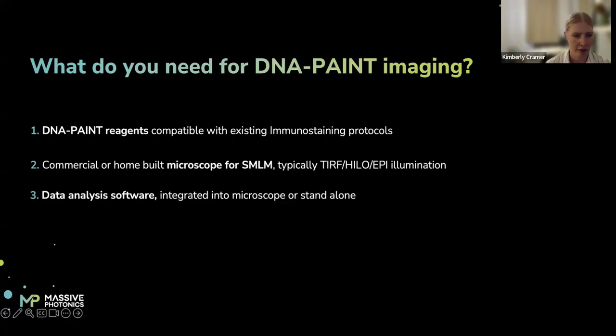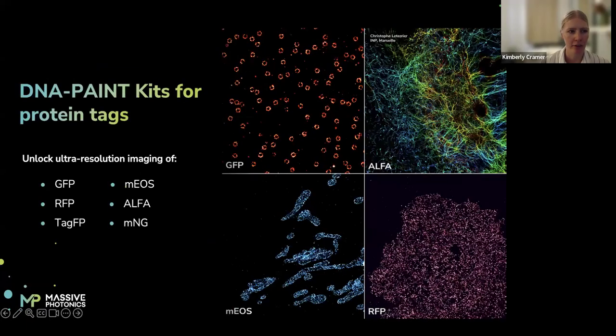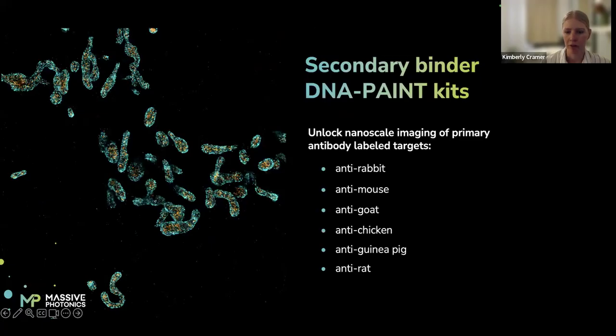And additionally, you need data analysis software, and this can be integrated into your microscope. Oftentimes this is the case with commercial microscopes, or there are really good standalone options. So here at Massive Photonics, we provide DNA paint labeling kits for a variety of different targets. So we have you covered on number 1. This is just an example of some of our kits. These are, for example, protein tag kits for GFP, RFP, alpha, and EOS. These are secondary binder kits. We have a lot of those. So we are able to provide that.